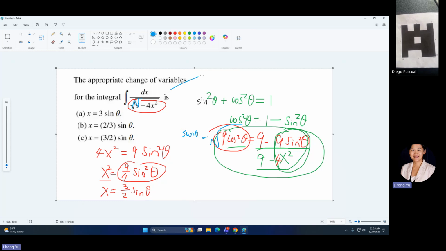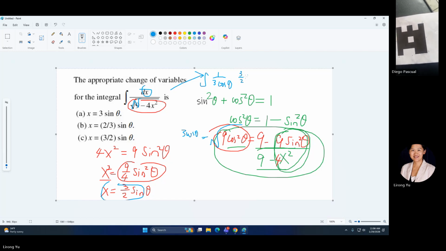So in this case, the whole integration becomes the integral of 1 over 3 cosine theta. And then the dx: you see that was an x, so dx equals 3 over 2 cosine theta. That was a dx because that was an x. Therefore, this is a dx and the d theta.